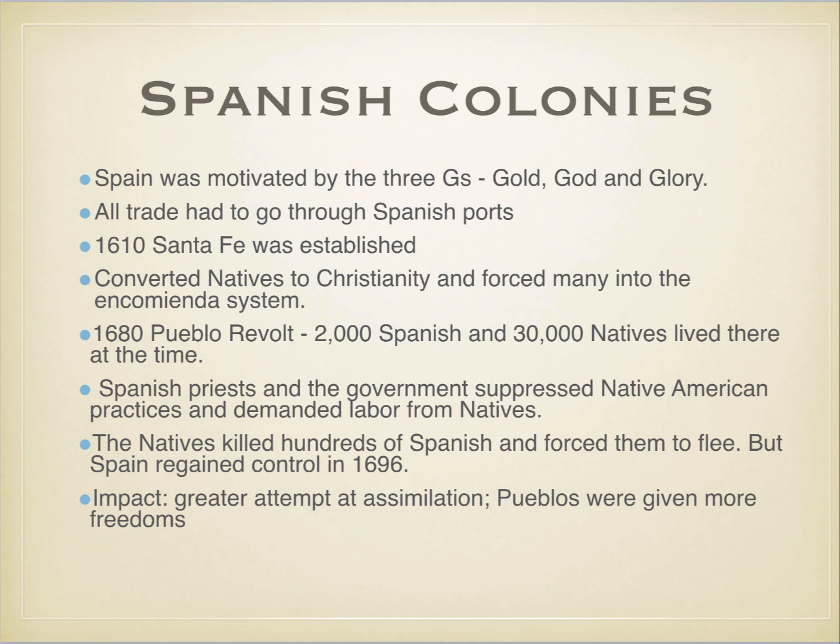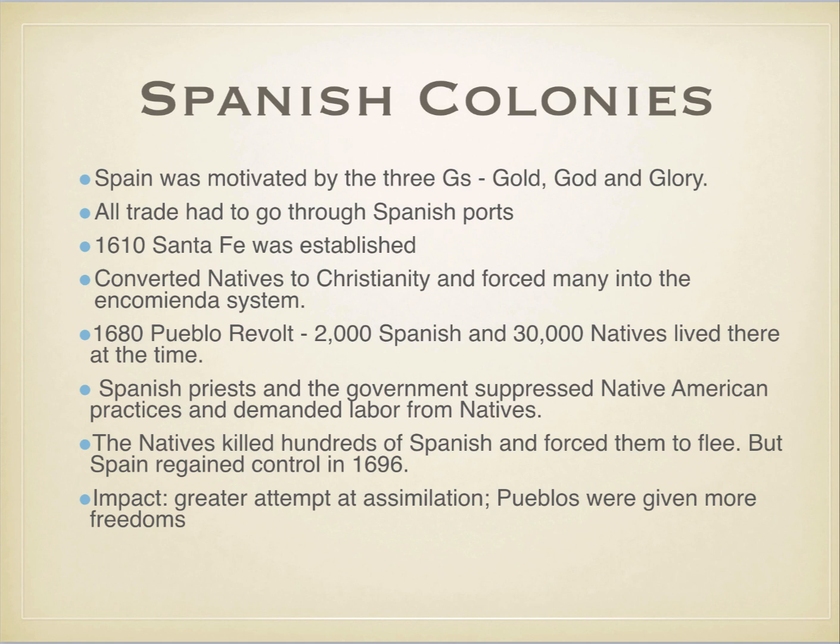So there were only 2,000 Spanish people living in this community, but there were 30,000 natives there, and one of the tribes was the Pueblo Indians. Spanish priests and government officials were restricting some of the Native American cultural and religious practices, and of course forcing them to work in the encomienda system. So this revolt is where natives killed hundreds of the Spanish leaders.